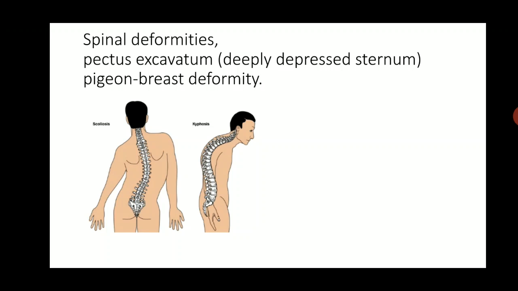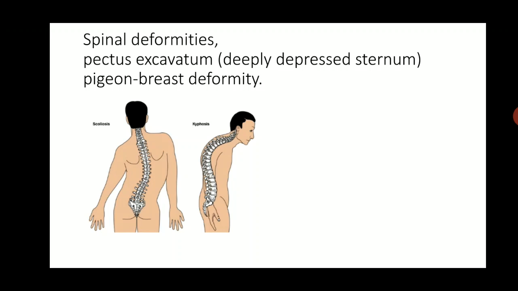These patients also suffer from spinal deformities, most common of which are scoliosis and kyphosis. Scoliosis refers to lateral bending of the spine, whereas kyphosis refers to forward bending.